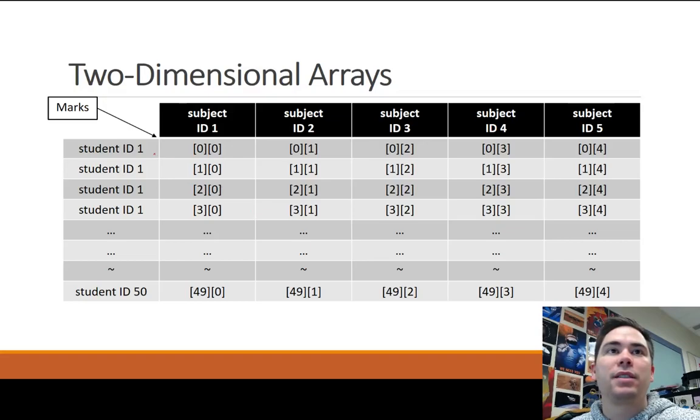This would output like this. Our marks are here. So student ID 1, subject 1, 2, 3, 4, 5, number of subjects. And then we would have our student ID 0, 1, 2, 3, all the way down to 49. So that would be student 50. And then we would have our marks in there as well.